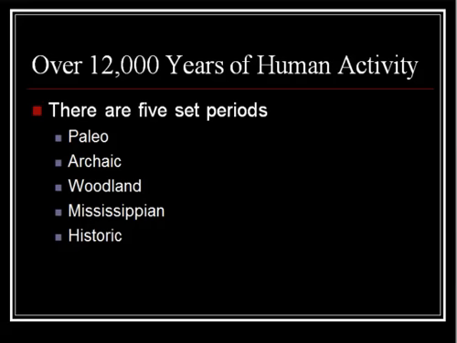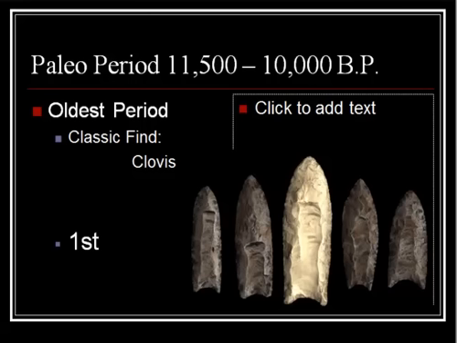So we can begin with the Paleo period, which began approximately 11,500 years ago and ended approximately 10,000 years ago, or BP, before present. There are some sites that date it back to 15,000, but the Overstreet, based on Missouri, places the start of the period around 11,500 years ago. This is the oldest period, and the classic find from this period is a Clovis. Note the flute along each of the example arrowheads I provide in this slide.